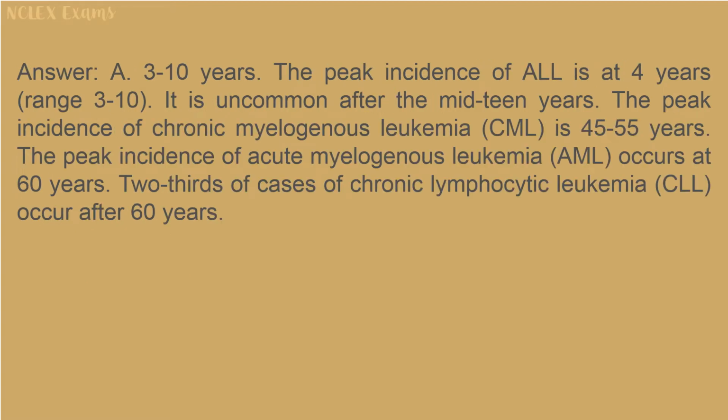Answer: A. 3–10 years. The peak incidence of ALL is at 4 years, range 3–10. It is uncommon after the mid-teen years. The peak incidence of chronic myelogenous leukemia (CML) is 45–55 years. The peak incidence of acute myelogenous leukemia (AML) occurs at 60 years. Two-thirds of cases of chronic lymphocytic leukemia (CLL) occur after 60 years.